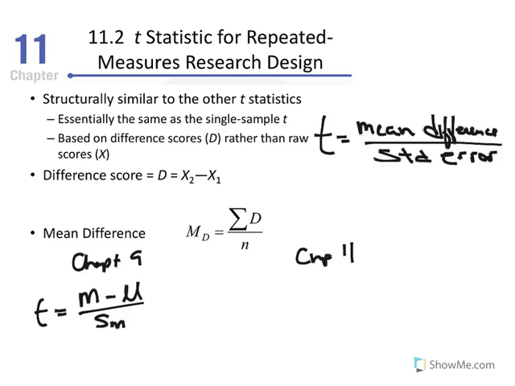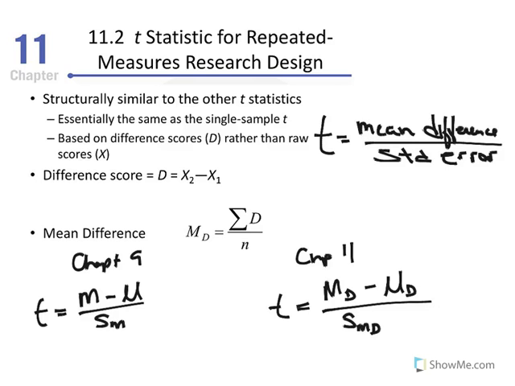For chapter 11, this chapter, the repeated measures t-test, our t-equation is as follows. T is equal to M sub D, which is the mean of the difference scores, minus mu sub D, which is coming from the null. The null would indicate that there is a zero difference between condition 1 and condition 2, over the estimated standard error of the mean difference. So notice how they are alike, but also how they are different.